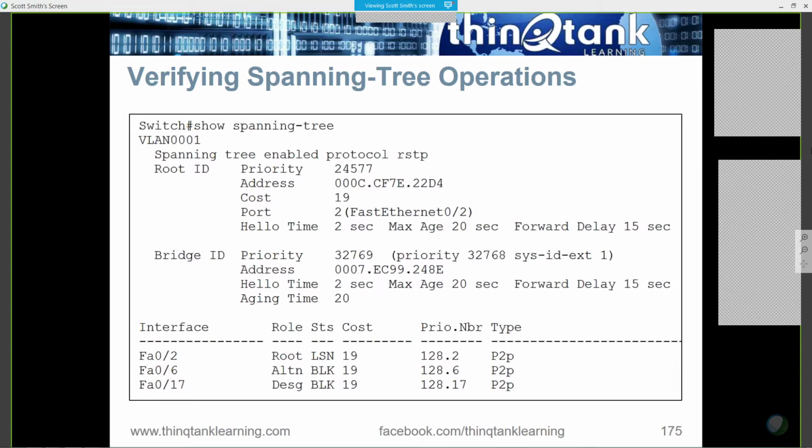Okay? So one of two things is wrong in Packet Tracer. Either it's misinterpreting the spanning tree type, because if this was regular spanning tree, that would be valid.